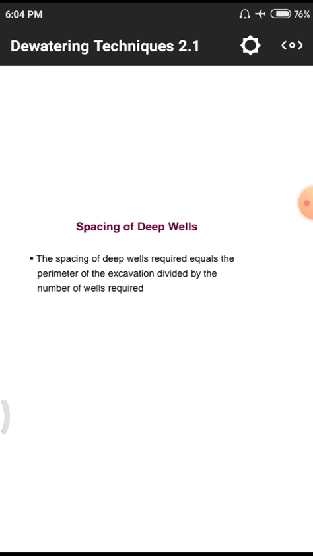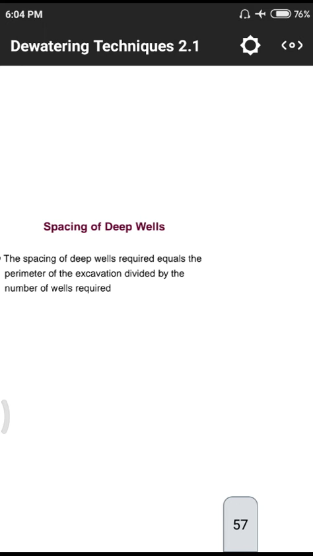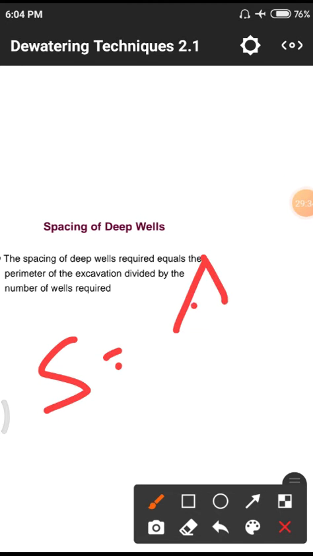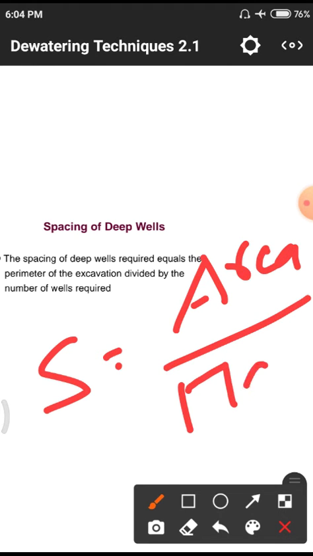That means the spacing will be equal to the total area divided by the number of wells we are having.